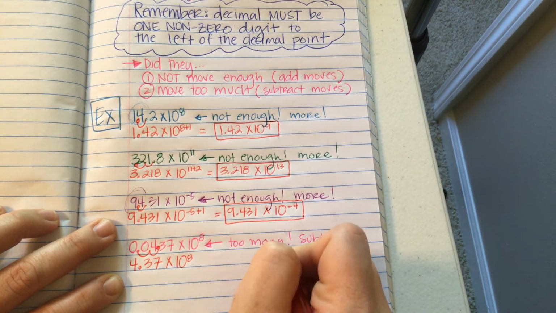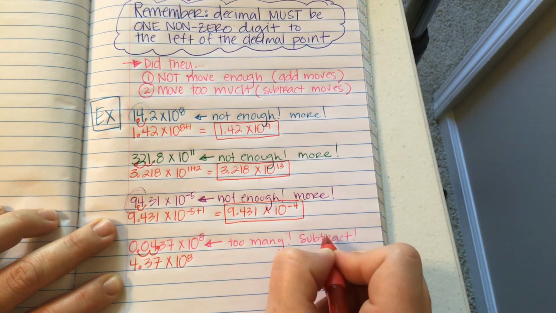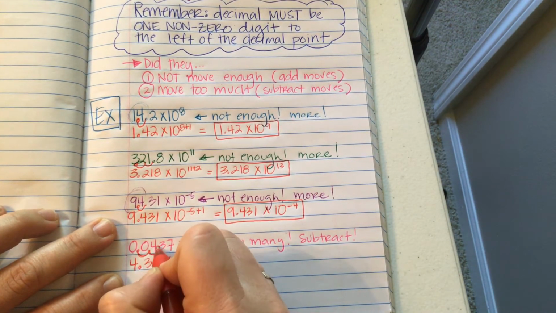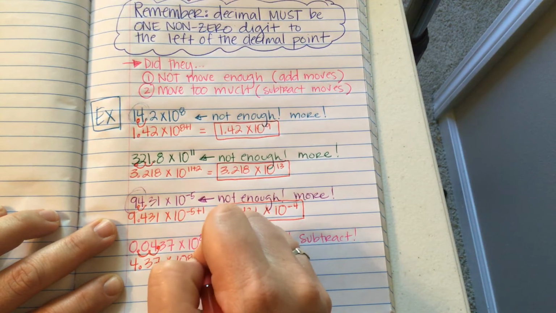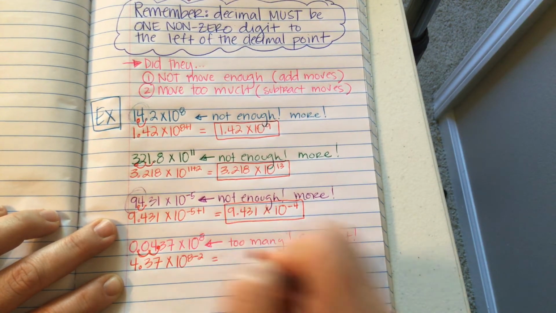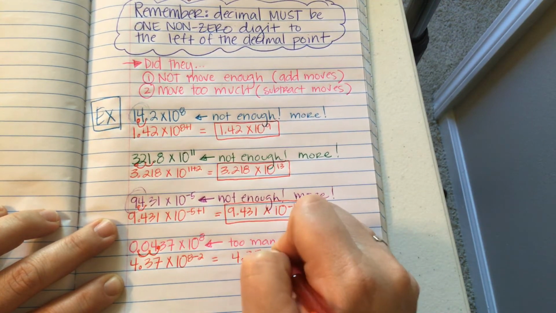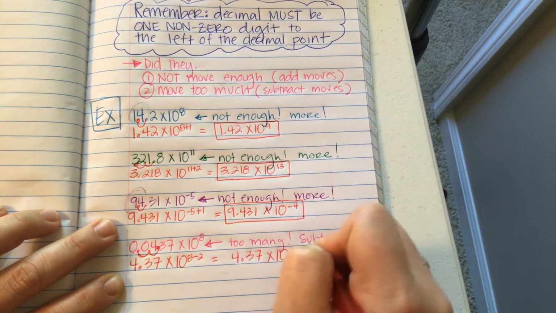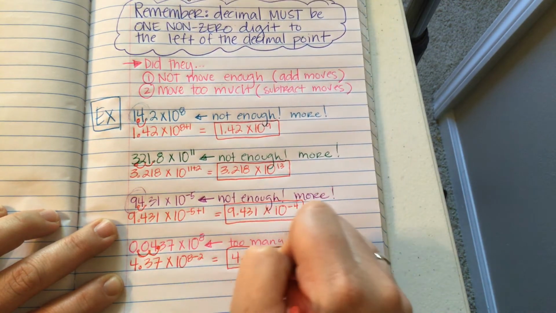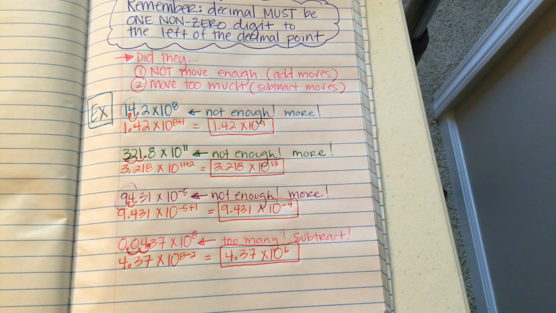But I did too many moves on this one, right? I had to move back. I have to subtract. And how many times did I move backwards? So I'm subtracting 2. Making my answer 4.37 times 10 to the 6th. Because 8 minus 2 is 6.